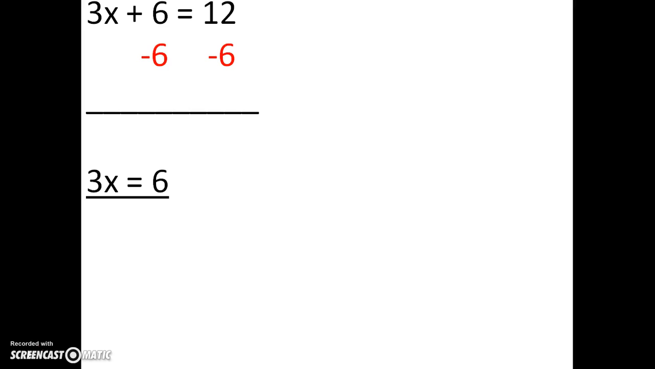Now I need to get x by itself again. So 3x says 3 times a number is equal to 6. So in order for me to get the answer, I must divide by 3 on each side. On the left side, the 3 and the 3 will cancel out to give me 1, so I will have x by itself. On the other side of the equal sign, I have 6 divided by 3, which will leave me with an answer of 2.